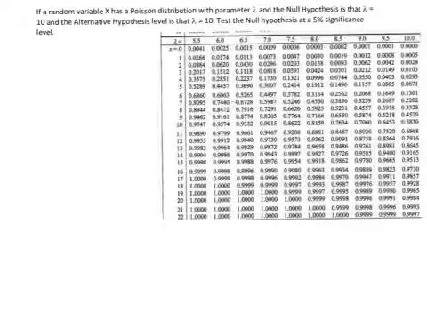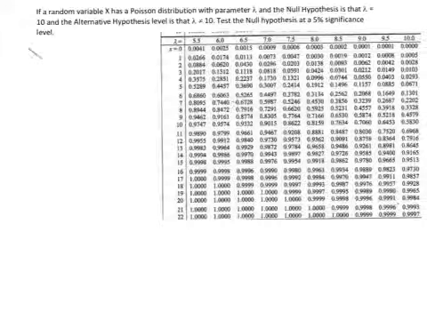Here we have another example which looks very similar to the previous one, but this time it's a two-tailed test, because what we're looking to prove with the alternative hypothesis is that lambda is not equal to 10. We're not saying it's bigger, not saying it's smaller, we're just saying it's not 10. So we do what we did before.